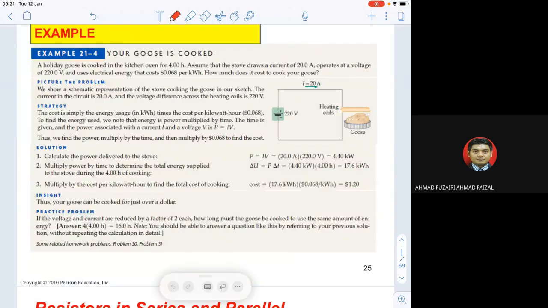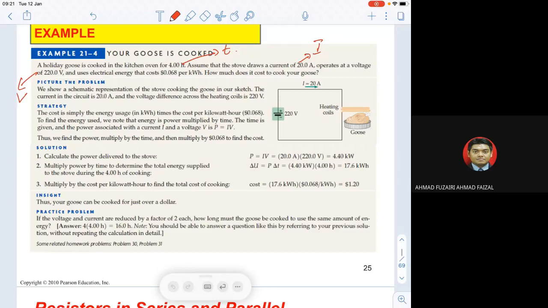Okay, let's look at this example. A holiday goose is cooked in the kitchen over 4 hours. So that will give you time. Assume that the stove draws a current of 20 amperes, so this should be I, and operates at a voltage of 220 volts, so this should be electric potential. Use electrical energy that costs 0.068 per kilowatt hour. How much does it cost to cook your goose?